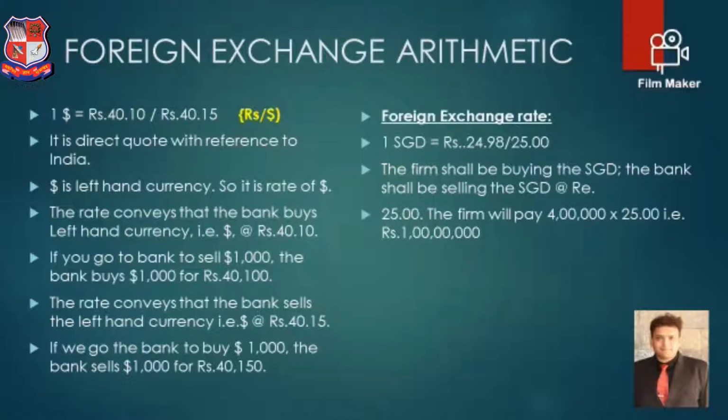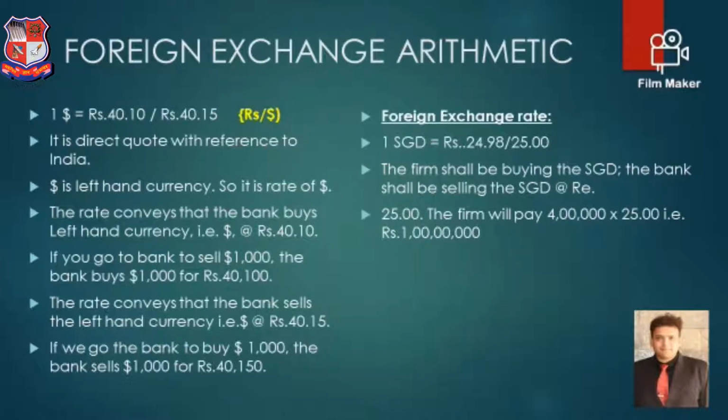So this $1 equals 40.10 and 40.15. This rate is given from the Indian point of view, that is, the rate is a direct quote for India, and if you are looking at this quote, it is an indirect quote for the US, and this is a direct quote for India. So the left hand side currency, as I have already said, is the dollar and the right hand currency is the rupee.